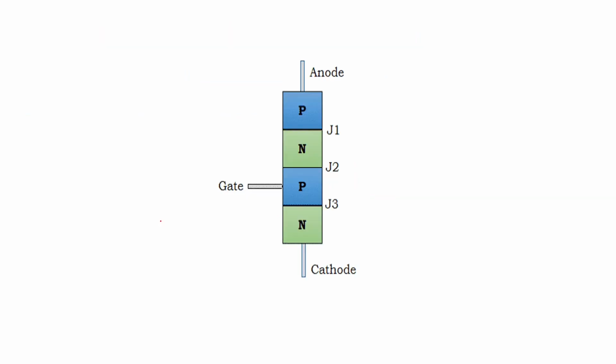So here you can see the structure of SCR. This is the first semiconductor layer, which we can name P1. This we can name N1, the second one. Then this is P2, the third one, and this is N2, the fourth one. So there are four semiconductor layers, and these four semiconductor layers will have three junctions, J1, J2, and J3, and three terminals, anode, cathode, and gate.